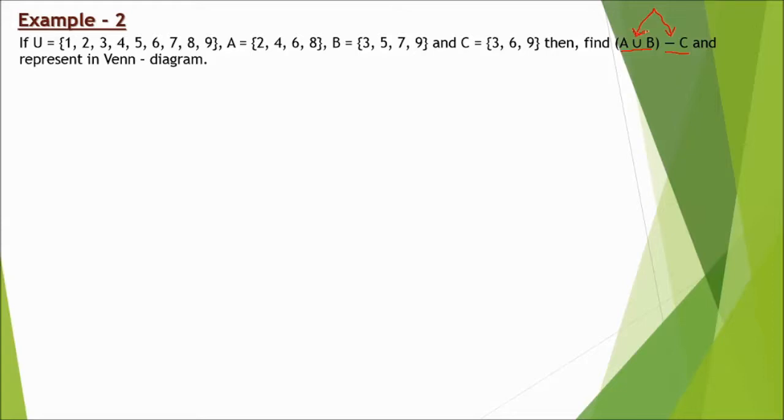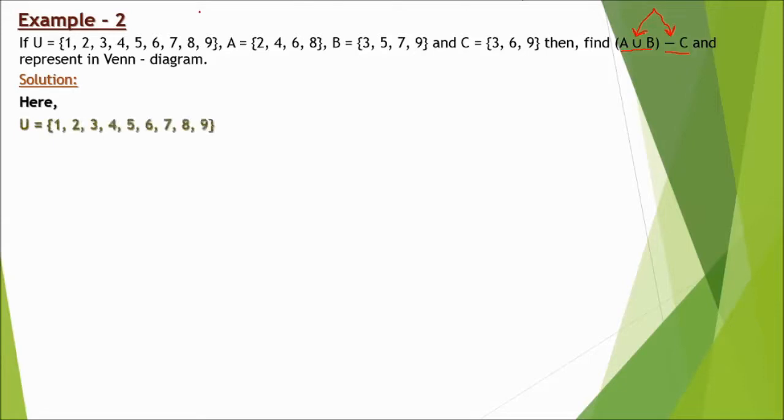You have to do your work twice. Don't try to do it at once, just do it in 2 steps. I will show you the solution in this video. First let's write what's given: U is given, A is given, B and C are given.